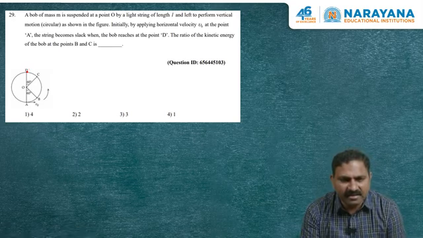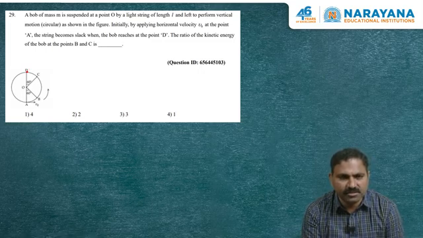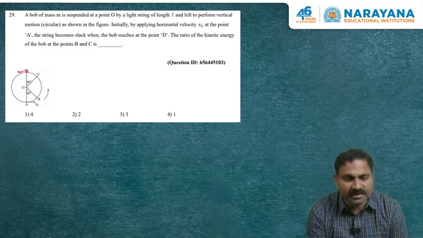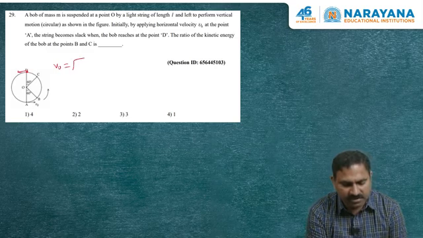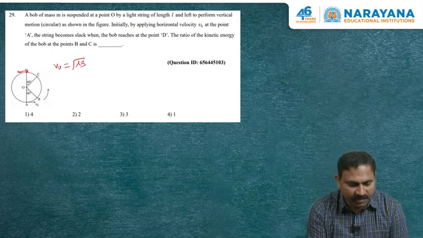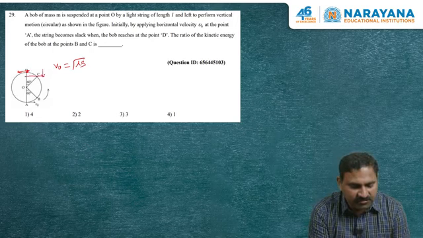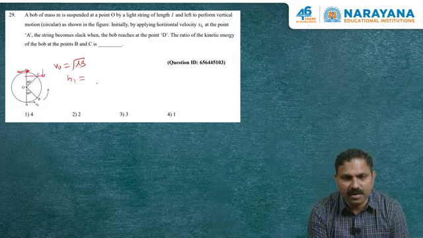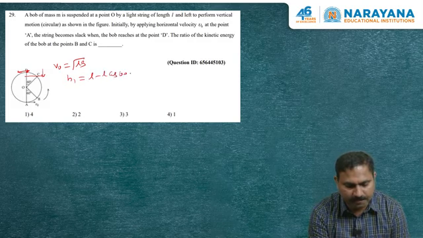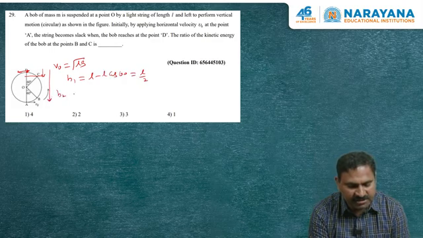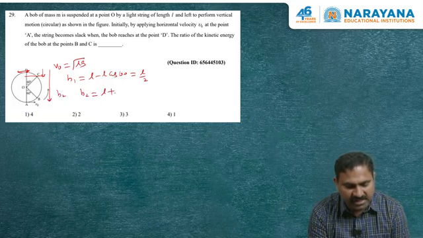The string becoming slack at D means the particle should reach D with non-zero velocity. It is impossible for the particle to reach point D with zero velocity. So at the highest point D, the minimum speed of the particle will be square root of Lg. Now, considering the minimum speed at the highest point is square root of Lg, at point C it falls through height h1, where h1 equals L minus L cos 60, which is L by 2. Similarly for point B, it falls through height h2, which will be L plus L cos 60, that is 3L by 2.